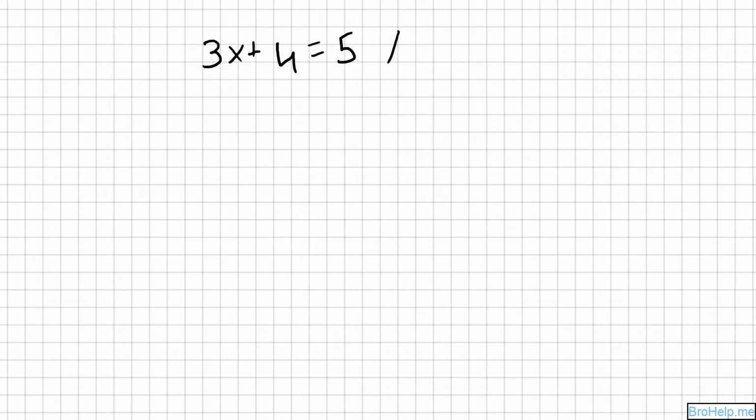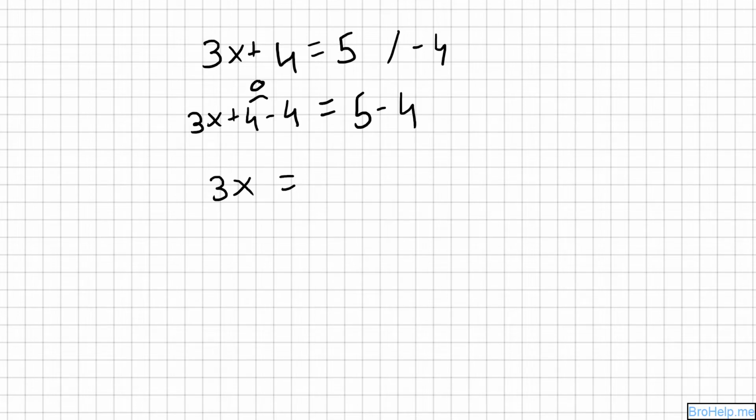On both sides of the equation we're going to subtract 4. So we see 3x + 4 - 4 = 5 - 4. The +4 and -4 cancel each other, equal to 0. 3x + 0 equals 3x. And on this side we have 5 - 4, which leaves 1, equal to 1.